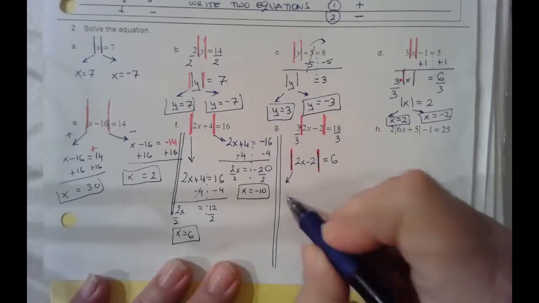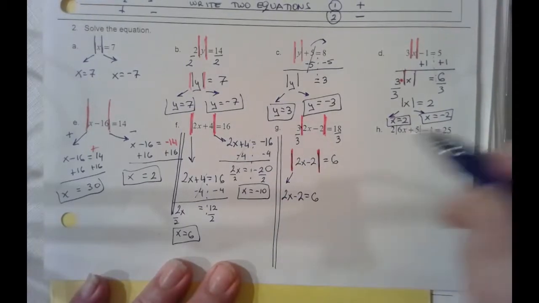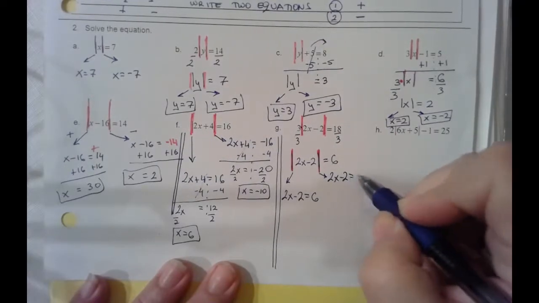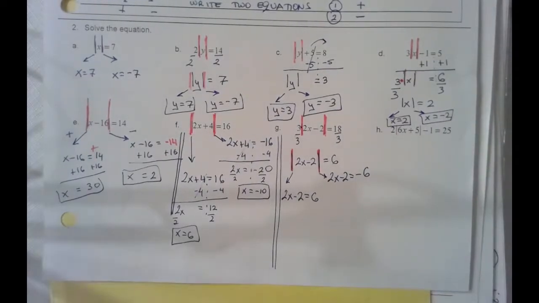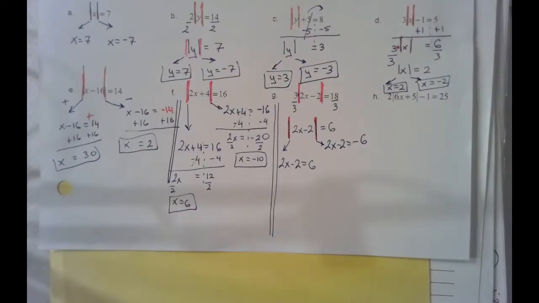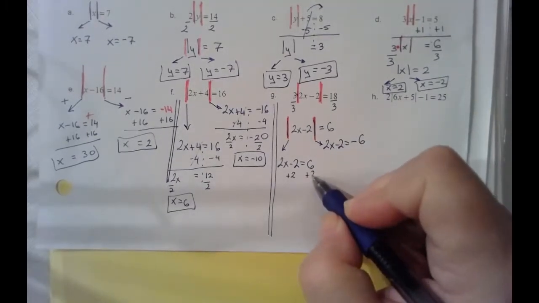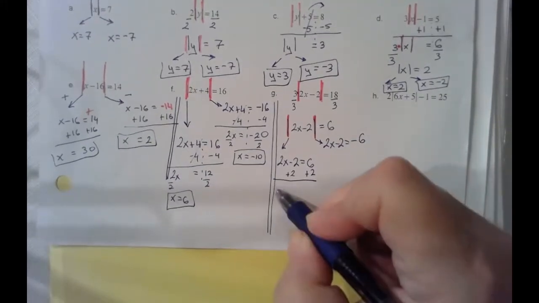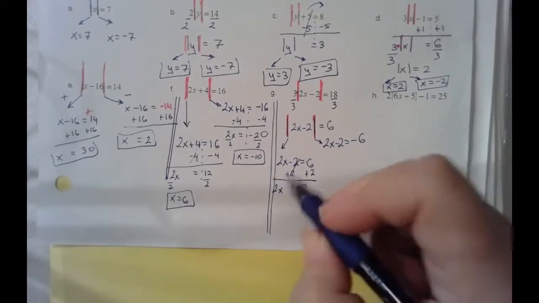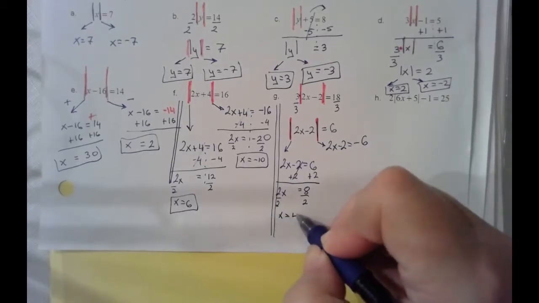And so the first one is 2x minus 2 equals positive 6. And the second one is 2x minus 2 equals negative 6. And now we're going to solve just like we have been solving all along. So we're going to add 2 to both sides. So 2x is equal to positive 8. And now we're going to divide by 2. So x is equal to 4.